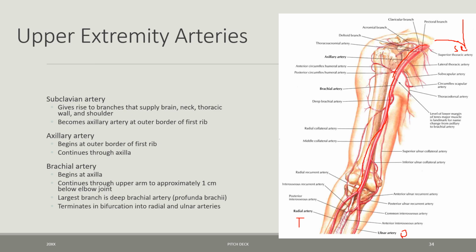So we have brachiocephalic turns into our subclavian after the carotid comes off. Subclavian turns into the axillary. Axillary turns into the brachial. Brachial goes through the antecubital space and turns into your radial and ulnar.